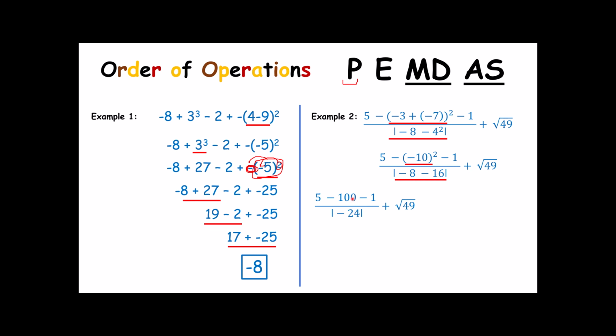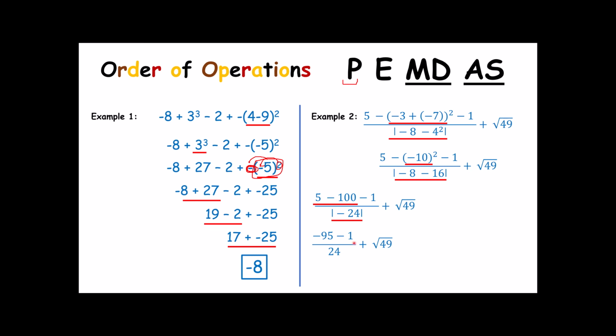That brings us down to here. Again, on top, it's all subtraction now. I'm going to work from left to right, so 5 minus 100. On the bottom, the only thing that's left is the absolute value of negative 24. So I'm going to make the top a negative 95 minus 1. The bottom becomes a 24.